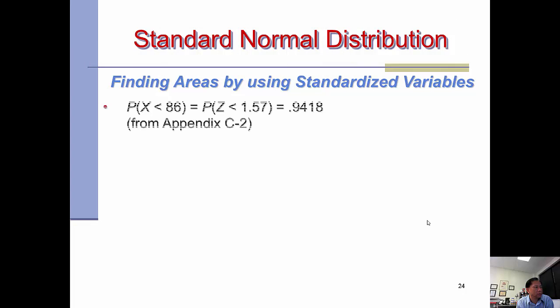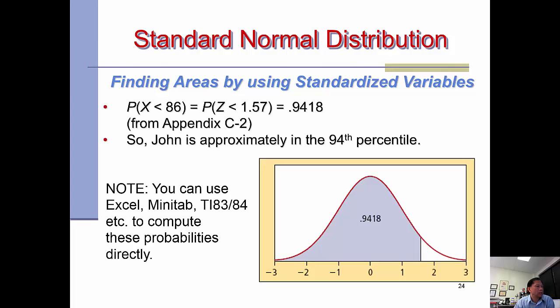So where is John? We look at the chart here. This is 1.57. That's where John's score is. So we need to find the area to the left of John's score. And if we're using table C2, we find for z-score 1.57, the area is 0.9418.